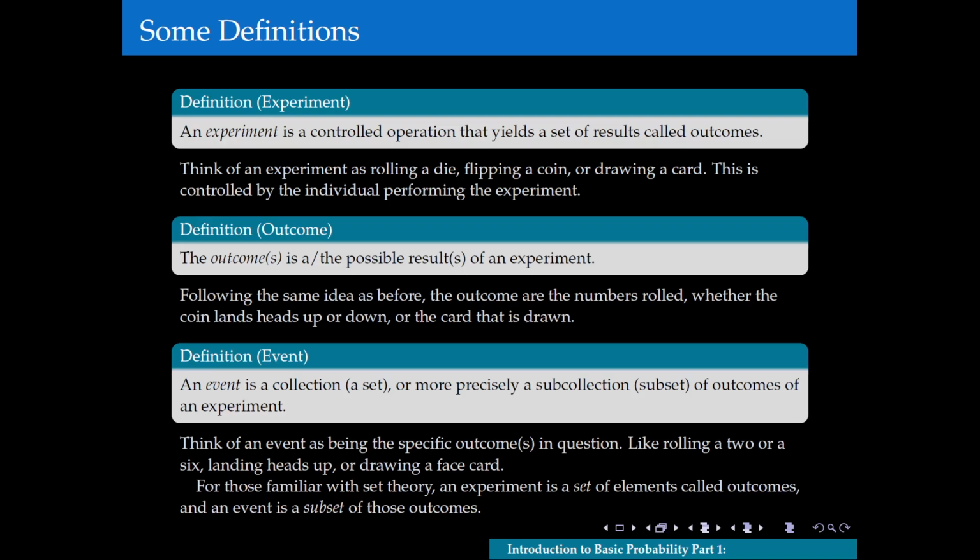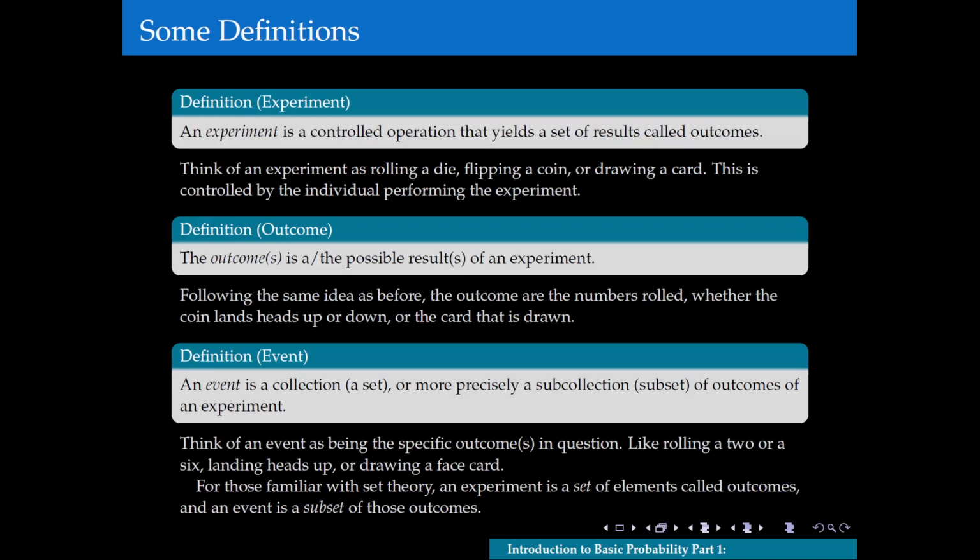Or if we flip a coin, whether the coin lands heads up or heads down, so tails up, or the specific card that's drawn. So these are the outcomes of each trial run in an experiment. We also want to define an event.